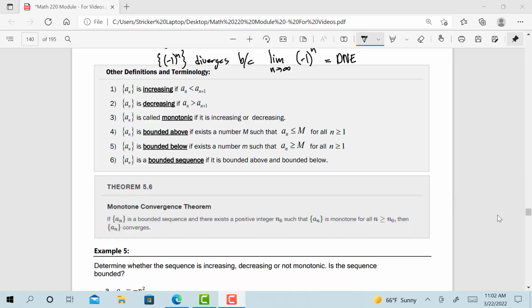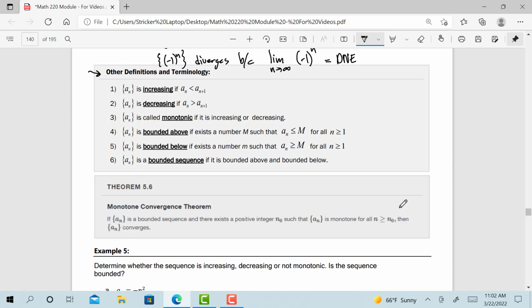All right, welcome back. This last video from section 5.1 is going to take a look at some specific behaviors and terminology related to sequences. So the first thing is let's take a look at these definitions here in the next box. It talks about the definition of what it means for a sequence to be increasing or decreasing. I think that's pretty straightforward.